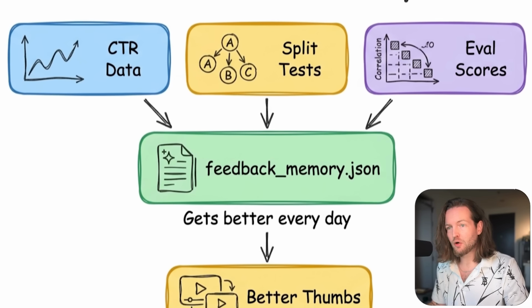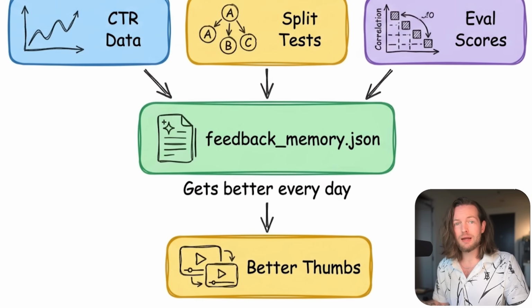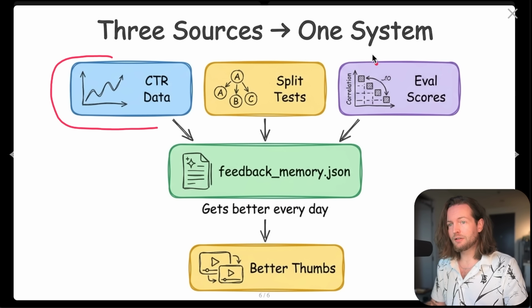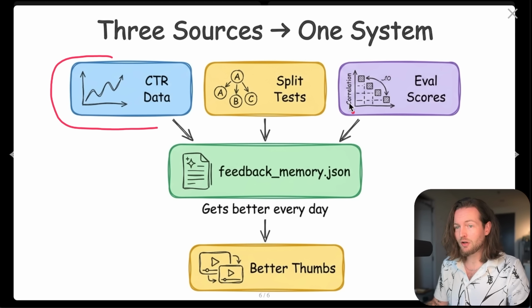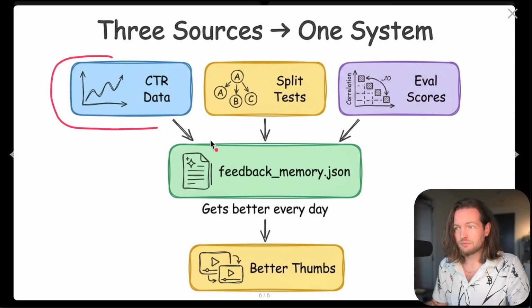I publish the video, and 2 to 3 days later, after we get the YouTube reporting API, the loop pulls it and scores the thumbnail against the 12 criteria and correlates it. Did that thumbnail that scored 11 out of 12 actually get a high click-through rate, or was it a false positive? That signal goes back into the feedback memory.